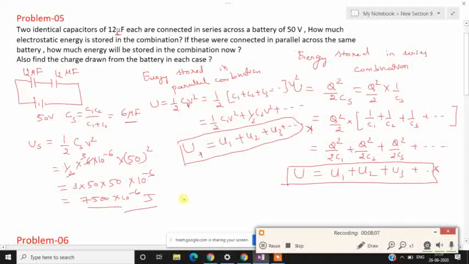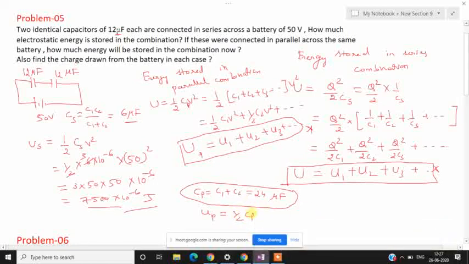So CP you can find out. CP is C1 plus C2, that is 24 μF. Then find out the energy stored in the parallel combination, that is UP is equal to 1 by 2 CP V square. So 1 by 2 into 24 into 10 to the power of minus 6 into V square, which is 50 square. So you can do that, you'll get the value. This is the one problem.